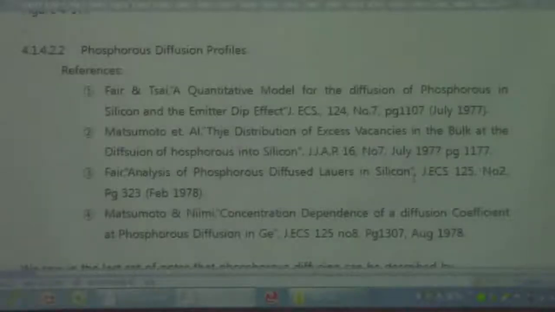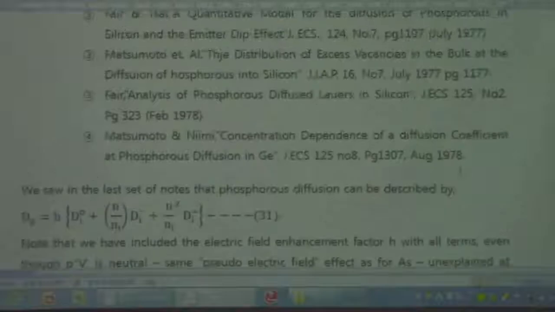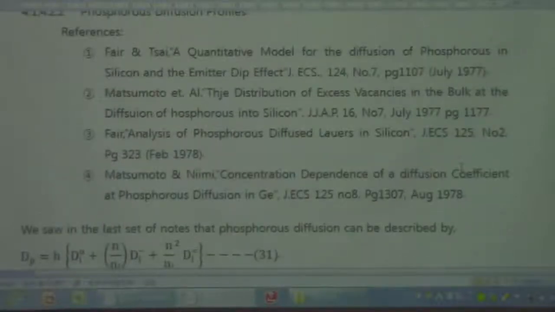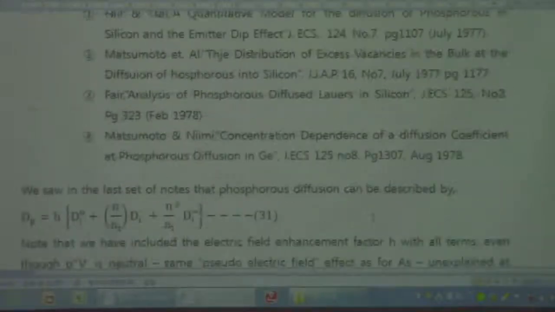Okay, phosphorus diffusion profiles. These are the references. So whenever you meet the questions, you can refer to the references, or of course you can contact me.